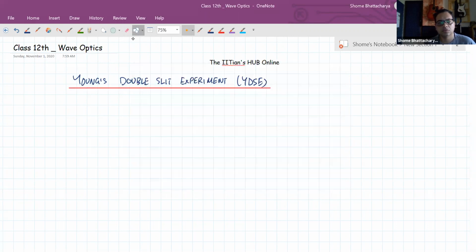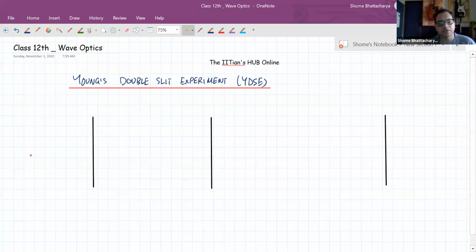So this arrangement of YDSE is very important to understand. You have two opaque screens, and then you have an observation screen on which you observe the fringe pattern at a very large distance away from this. Okay, so the primary source of light, which is monochromatic, is over here. Suppose it is generating wavefronts like this, which is of single wavelength lambda.